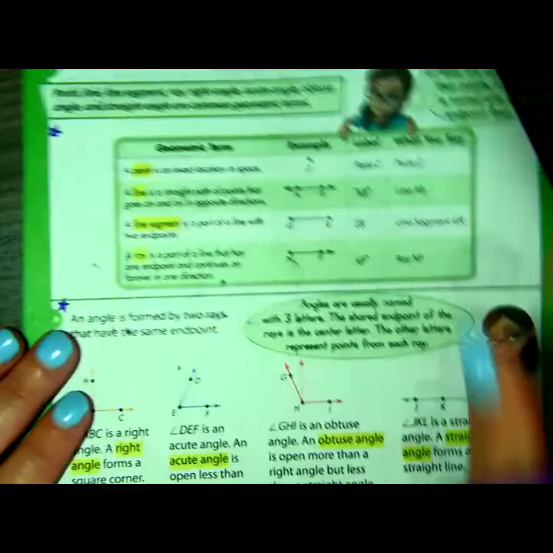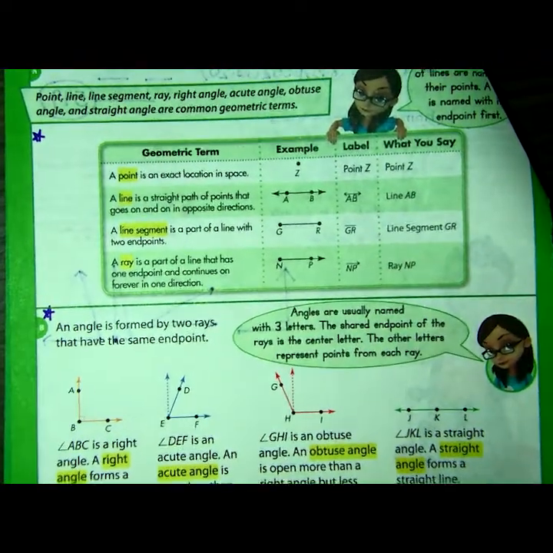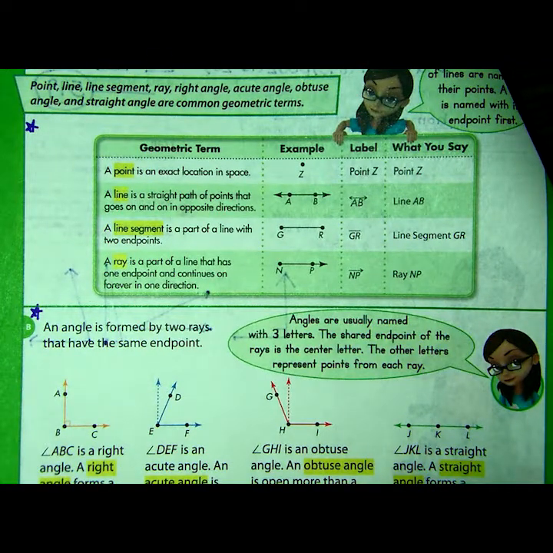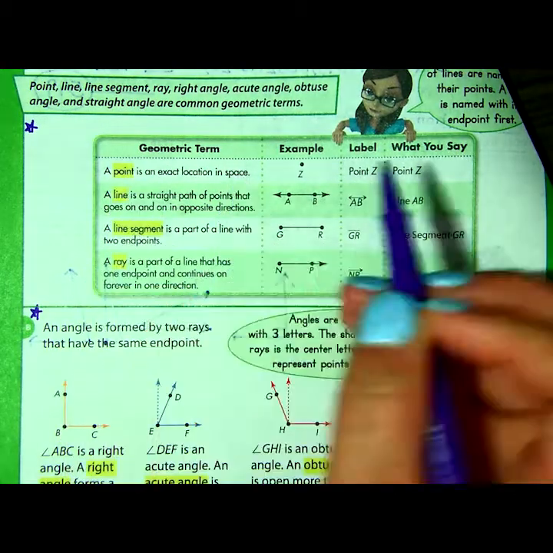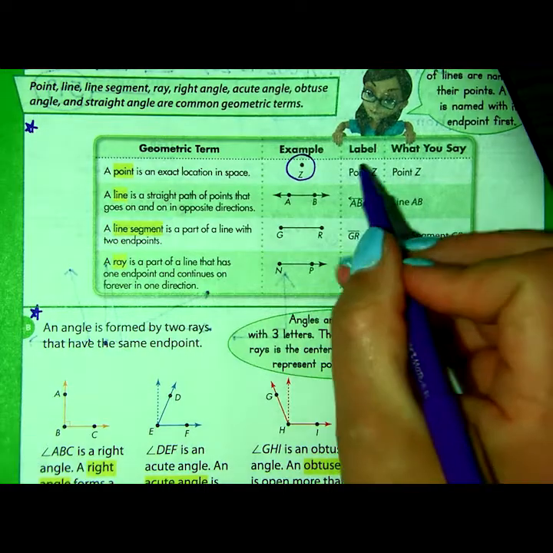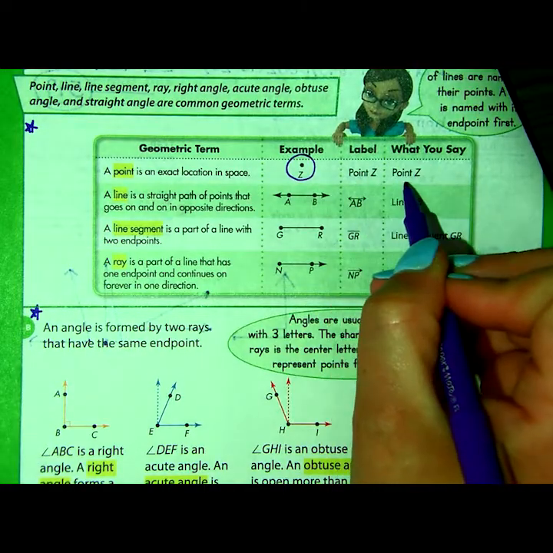I want you to turn to the next page, page 550. Again, make sure you're following along, guys. I know this is a review. I know that. But we're going to talk about how you write these terms, which we kind of need to revisit. So a point is an exact location in space. They've given you an example right here, point Z. That's how you would label it, and that's what you would say if you were naming it, point Z.